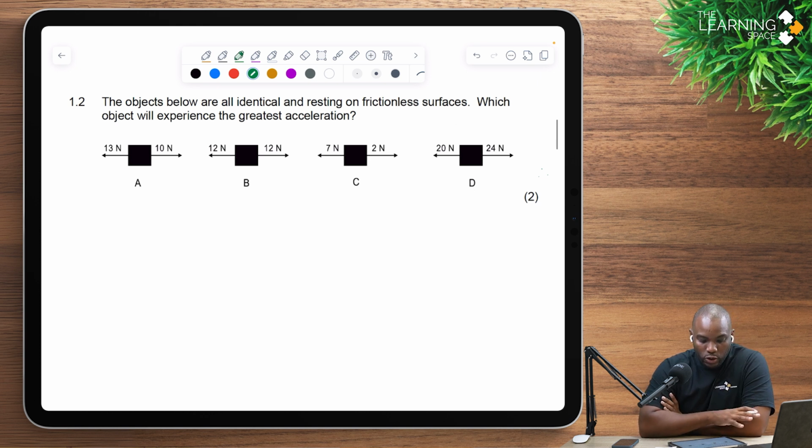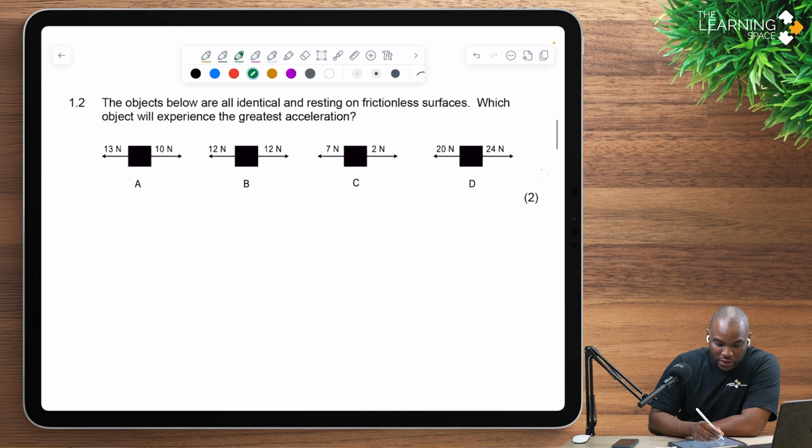The key thing is to figure out what our resultant force is, and the biggest resultant force will experience the biggest acceleration. It doesn't matter which direction the resultant is, as long as we're looking for the biggest magnitude of the resultant. So let's look at A. We've got 13 minus 10, and we're going to minus them because they're acting in opposite directions. 13 minus 10 is going to give us 3, and the 3 is going to be to the left, so we know that that's not going to be one of our answers that we're looking for.